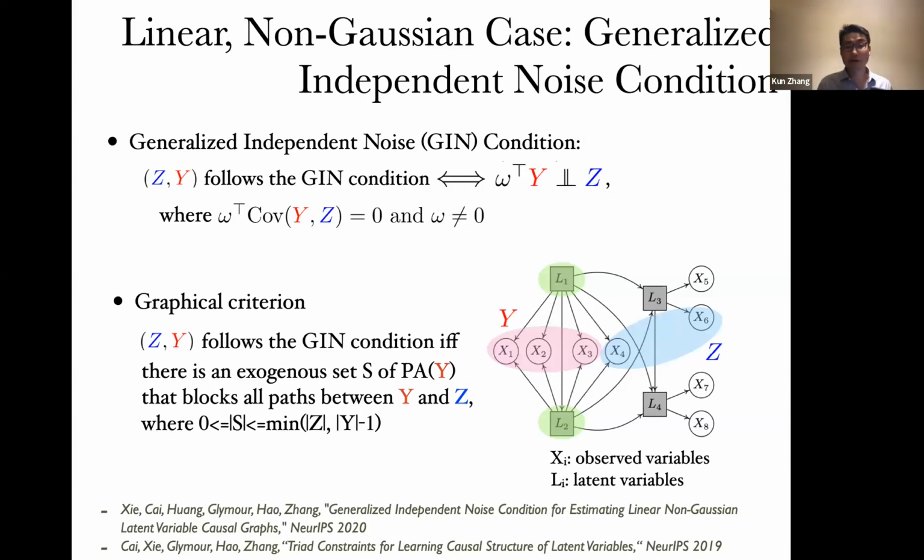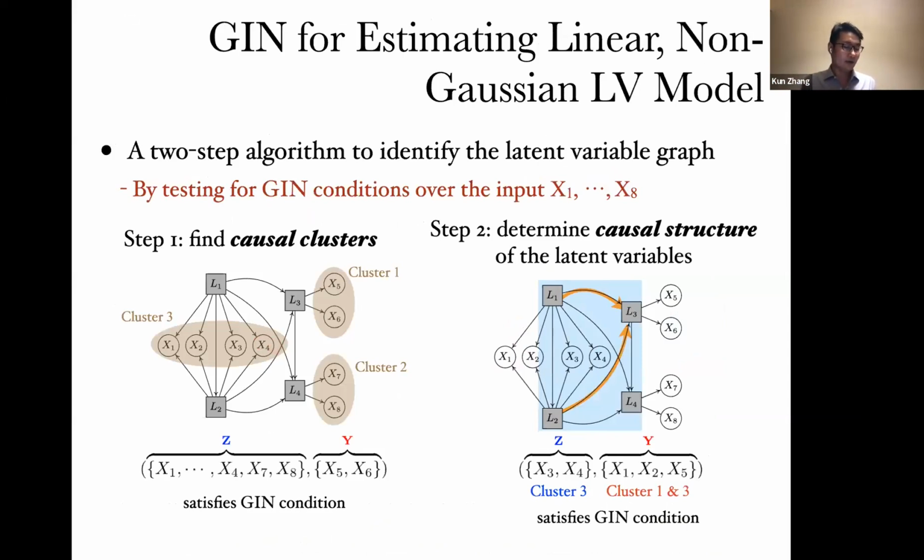It's interesting that graphically speaking, if this condition holds true, we have the following characterization. If this condition holds true, then the latent common cause of Y can separate the Y variables from the Z variables. Okay, now this is a graphical condition. By making use of this graphical interpretation, we can discover graphical information from data, right? First of all, we can discover where the latent variables are. In other words, we can discover which variables share latent common causes and the dimensionality of the latent common causes.